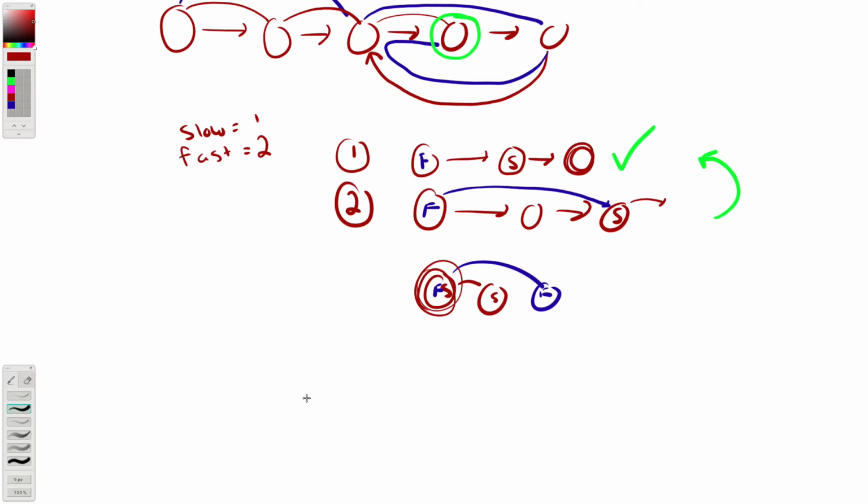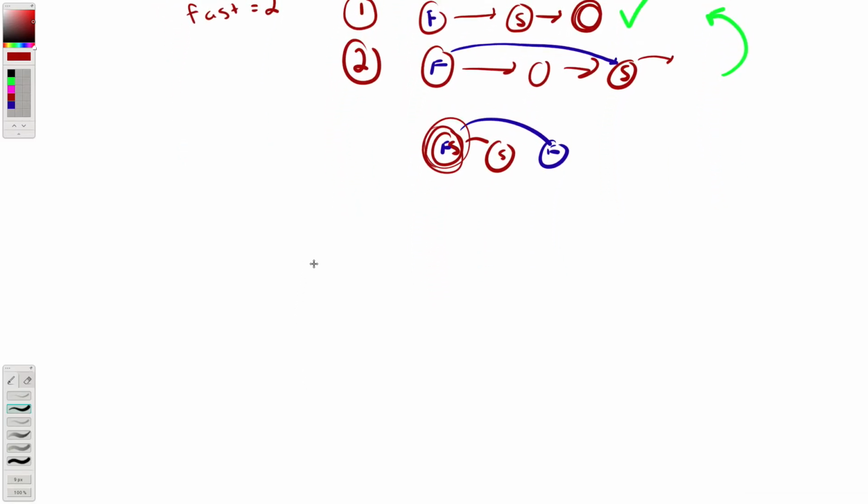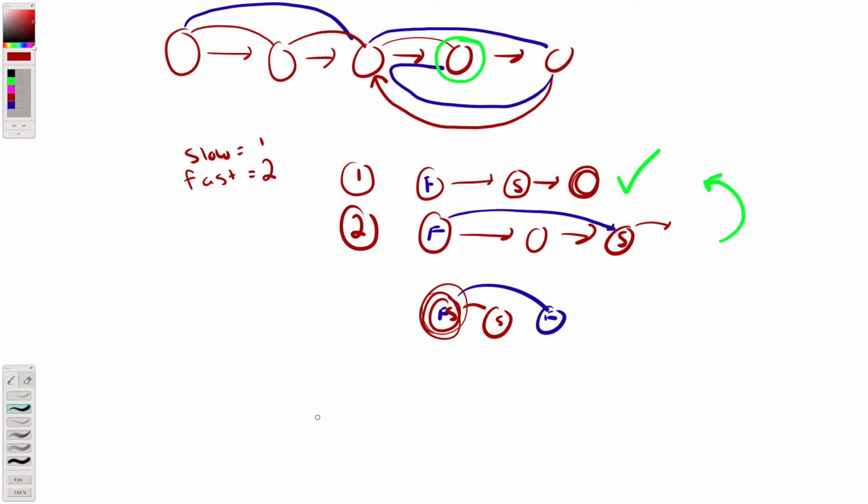But where exactly is this happening? I want to know, can we predict the exact point that it's happening at? Well, let's put some variables at this. Let's say the amount of nodes before the start of the cycle is k, and then the cycle itself is c, so cycle nodes equals c.